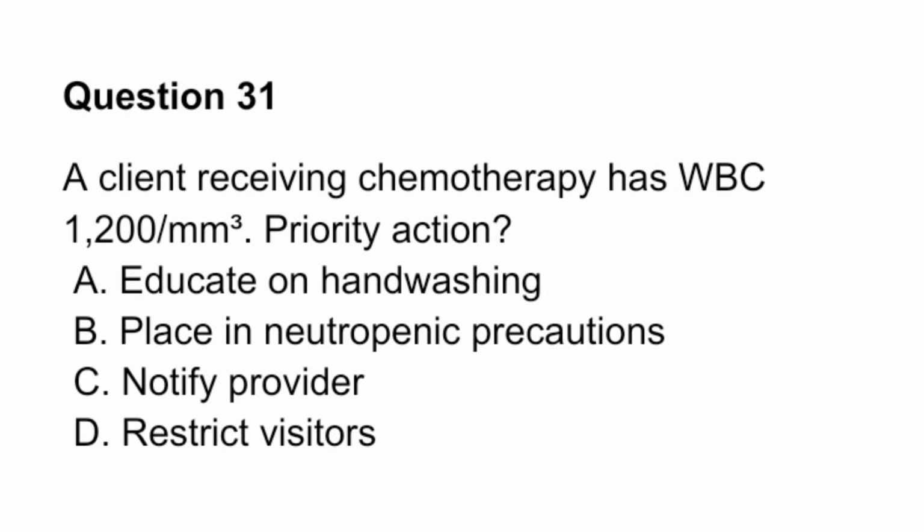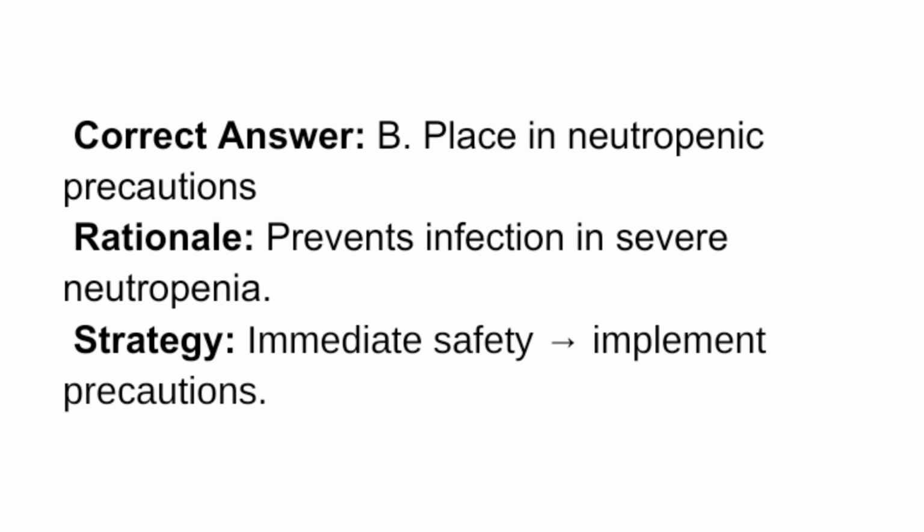Question 31. A client receiving chemotherapy has WBC 1-200/mm³. Priority action? A. Educate on handwashing. B. Place in neutropenic precautions. C. Notify provider. D. Restrict visitors. Correct answer, B. Place in neutropenic precautions. Rationale: prevents infection in severe neutropenia. Strategy: immediate safety, implement precautions.